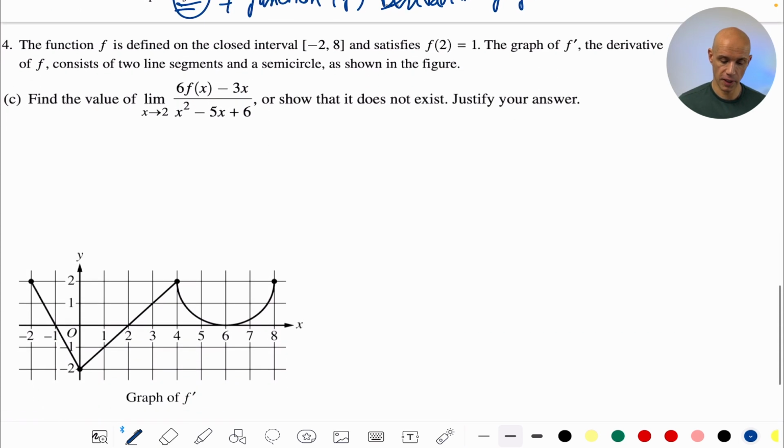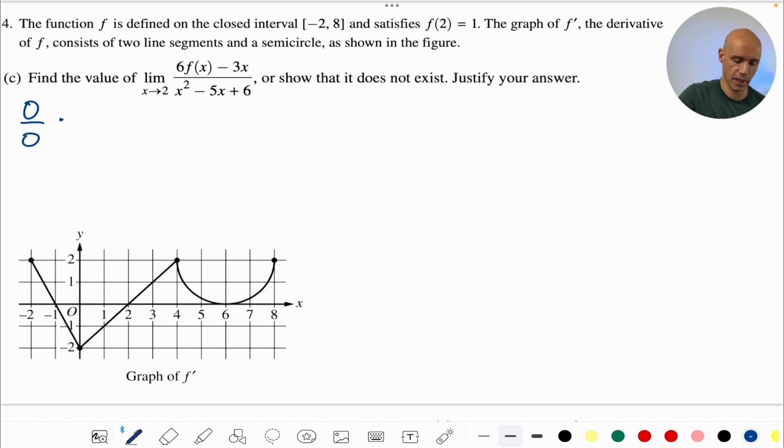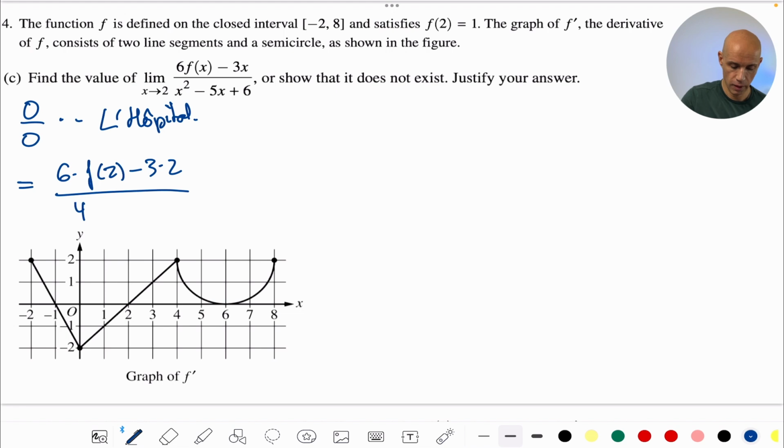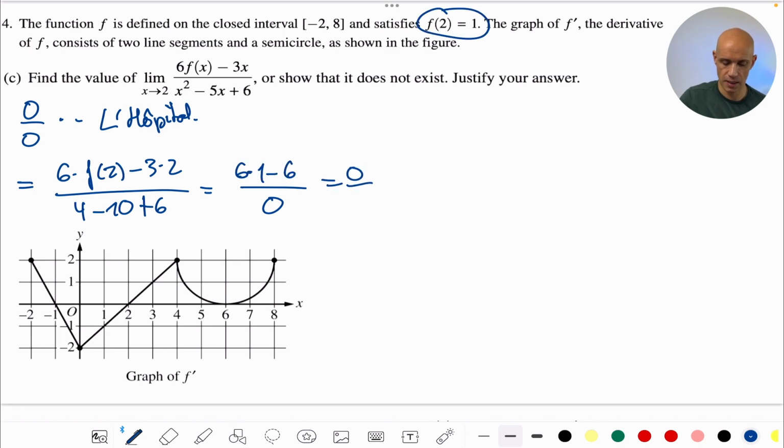So C, well, that's probably going to be kind of a 0 divided by 0, something like that, right? L'Hopital. So in that case, what we will do is apply the rule of the derivatives for the numerator and denominator. So what do we have here? Let's see. That limit is going to be 6 times f of 2 minus 3 times 2 divided by 4 minus 10 plus 6. So the denominator is clearly 0. So let's see, we get a 0 here. So we have 6 times, and then remember, we have this. So 1 minus 6. Yes, we have that.